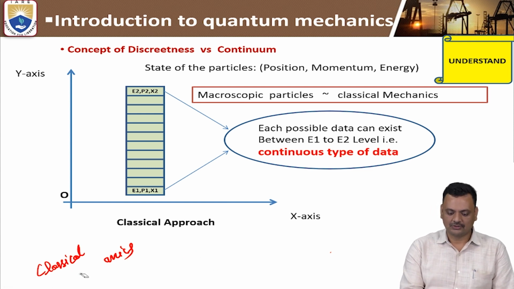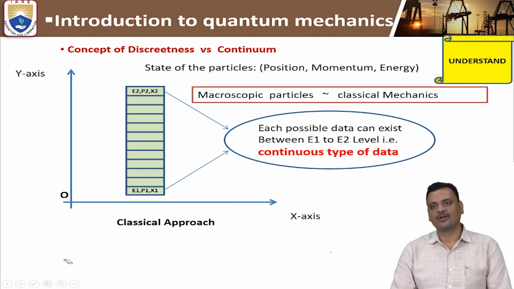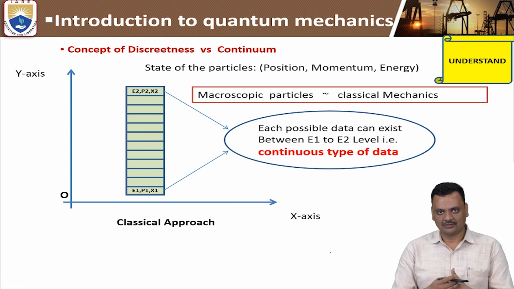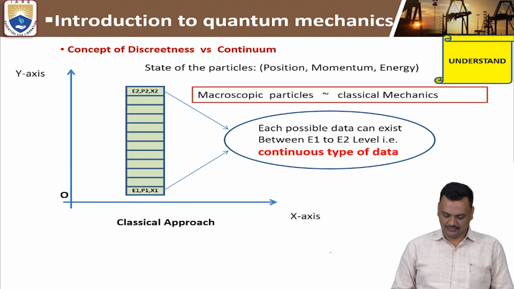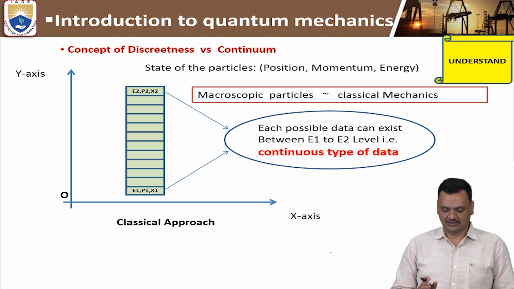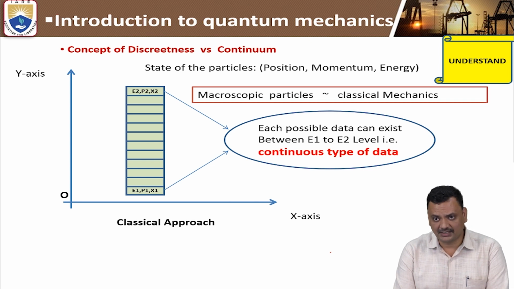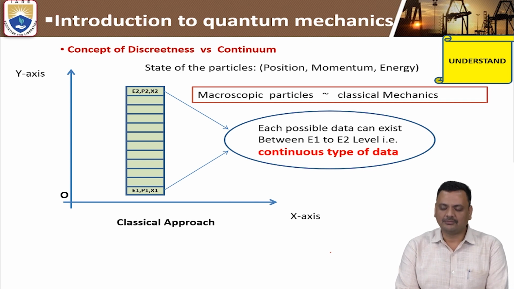So they felt that some new kind of theory was required to explain these three phenomena. Due to the necessity of explaining these three things, quantum mechanics evolved.